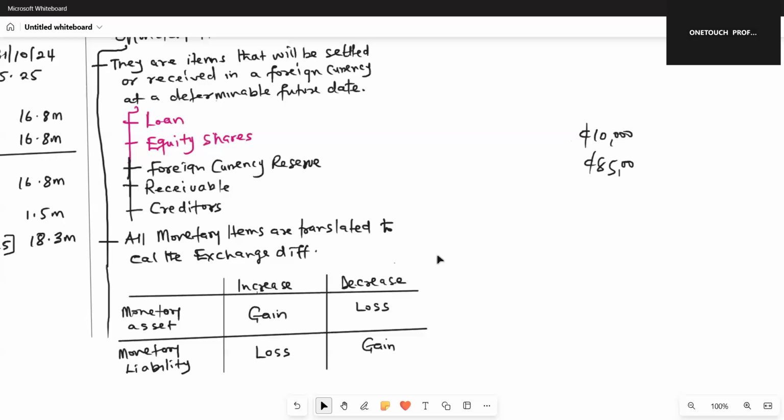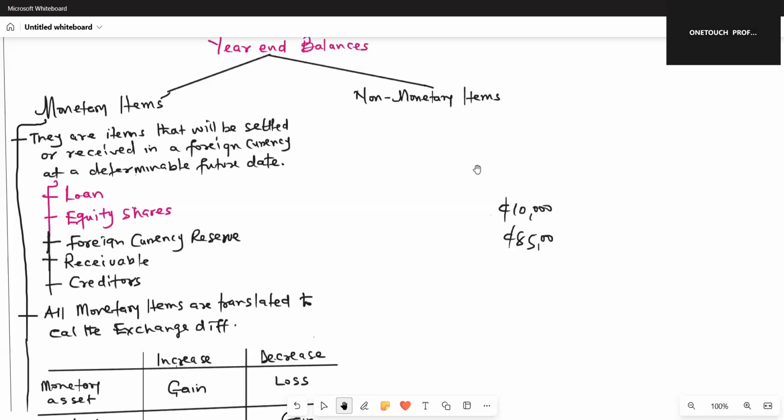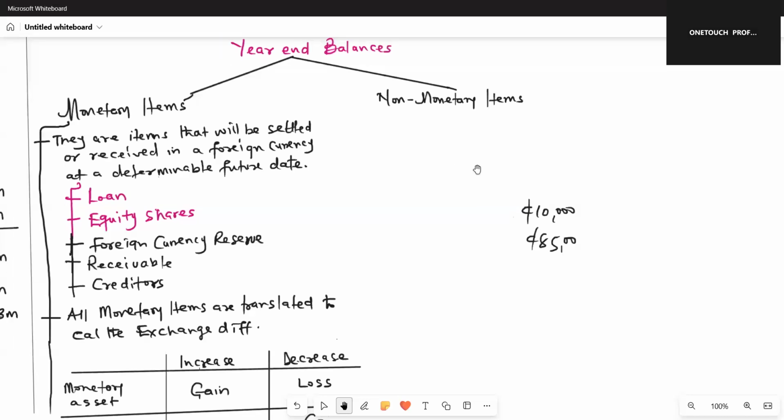Did you get it? Year-end balance. What about non-monetary items? There's a hand up. David. Sir, please, I want to ask a question.